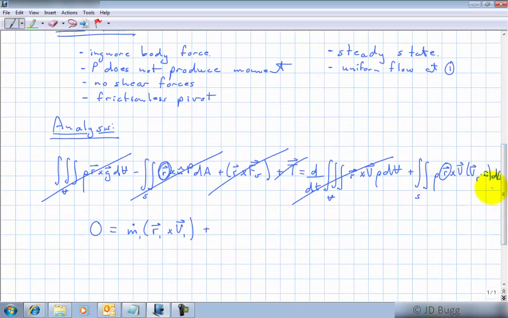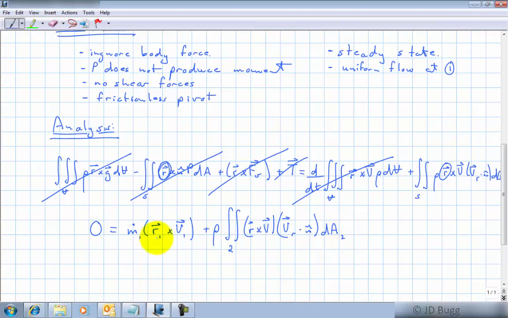So we have to keep the integral, set it up, and solve it. The one thing we can take out of this is the density, so we'll do that right away. But then we're integrating over area 2 of r cross v times v_r dot n dA, and that's all area 2.